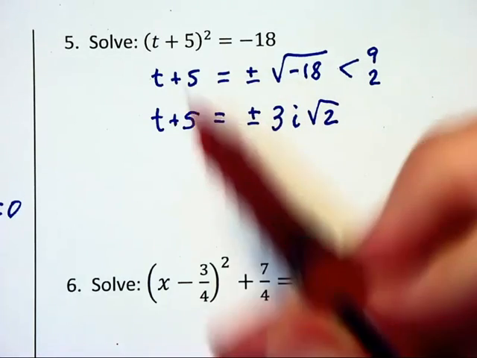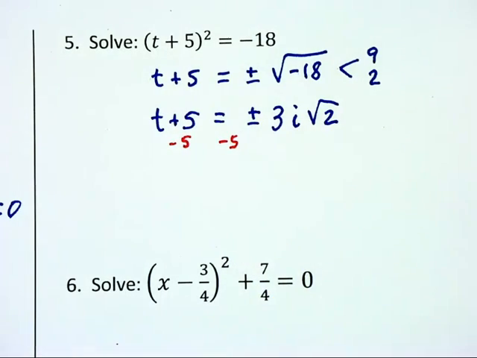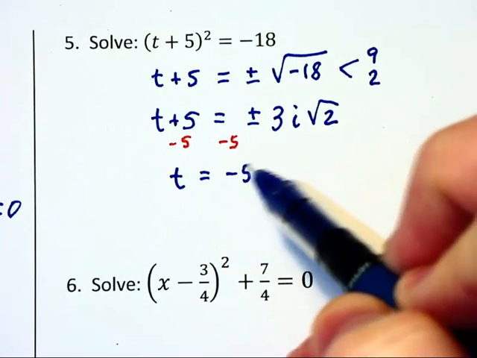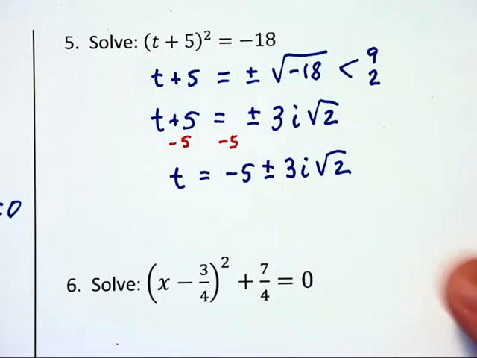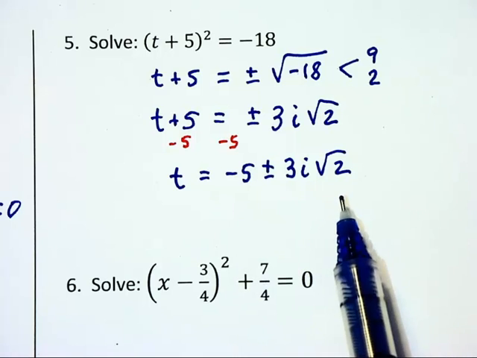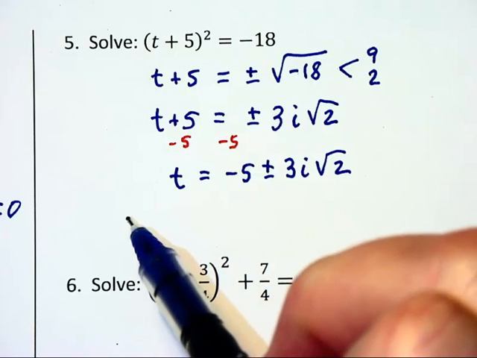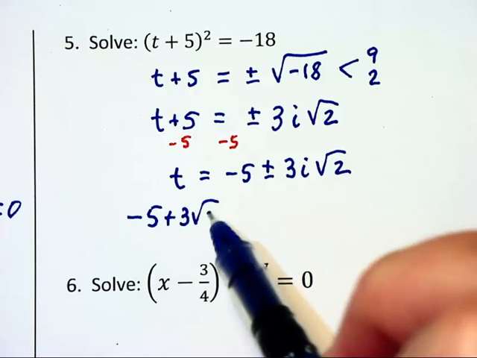At this point, we need to subtract 5 on each side, and we're going to have t is equal to negative 5 plus or minus 3i root 2. Now, if you are using an online homework system, it may request that you write this as 2 separate solutions, and it may request them to be in a plus bi form. So if that's the case, you would be entering negative 5 plus 3 root 2, then i.